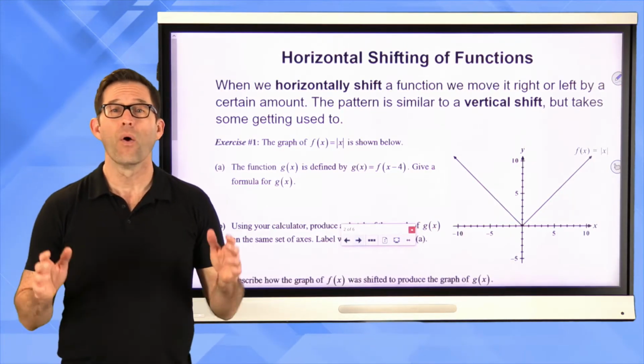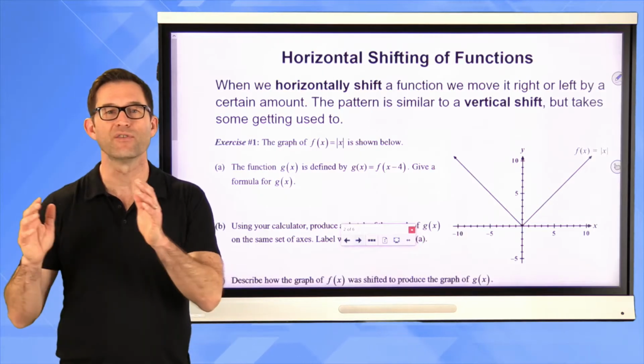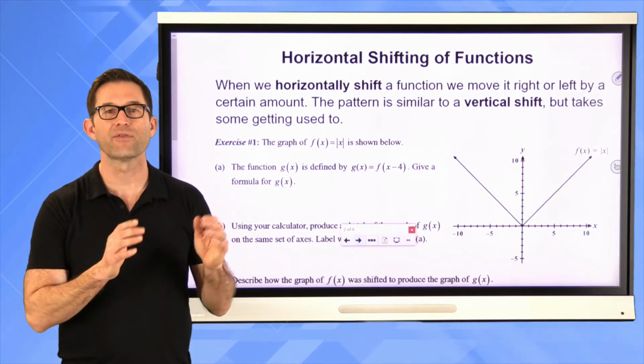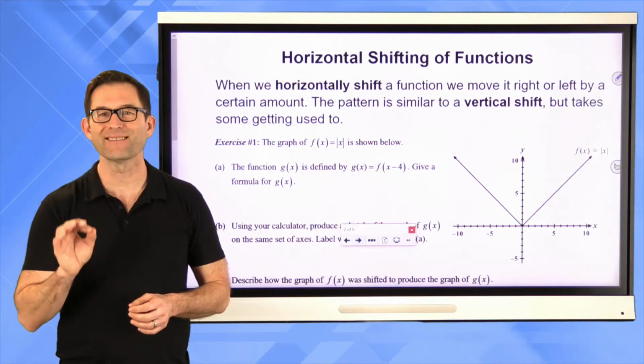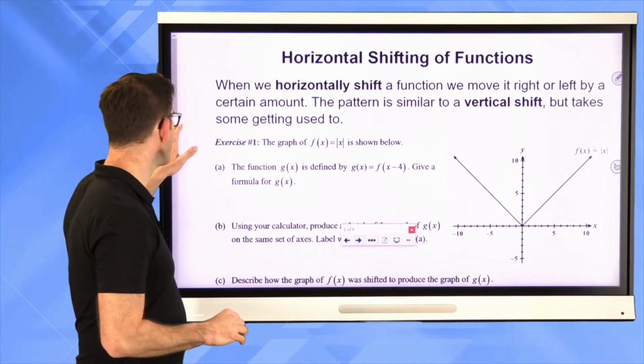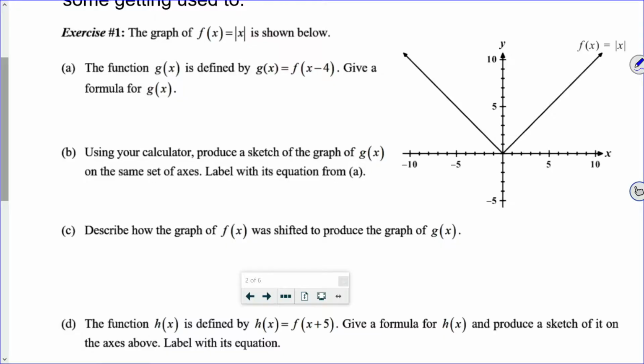All right, horizontal shifting of functions. When we horizontally shift a function, we move it to the right or to the left by a certain amount. The pattern is similar to a vertical shift, but takes some getting used to. So let's jump into it in exercise number 1. The graph of f of x equals the absolute value of x is shown below. The function g of x is defined by g of x equals f of x minus 4. Give a formula for g of x.